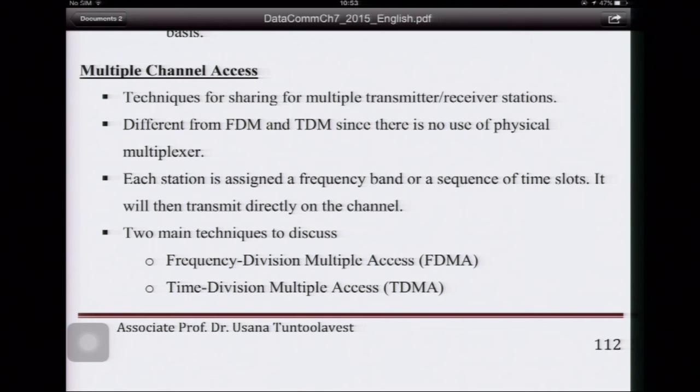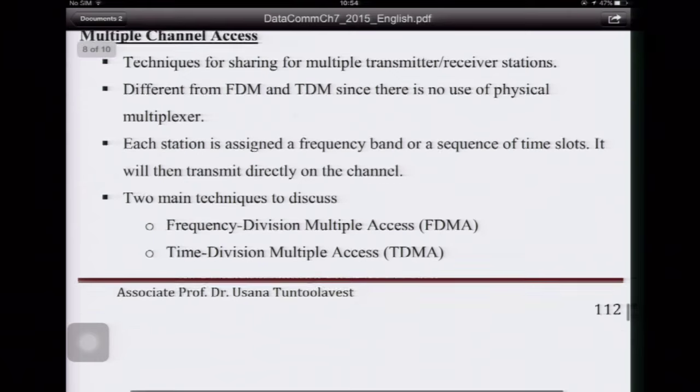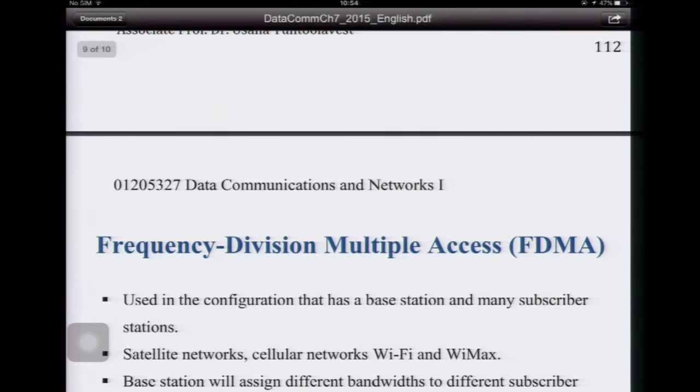It is a little bit different from FDM and TDM because there is no use of a physical multiplexer. Each station is assigned a frequency band or a sequence of time slots. If it is assigned a frequency band, it is frequency division multiple access, or FDMA. If it is assigned a sequence of time slots, it is time division multiple access, or TDMA. Then it is transmitted directly on the channel. So these two main techniques are a little bit different.